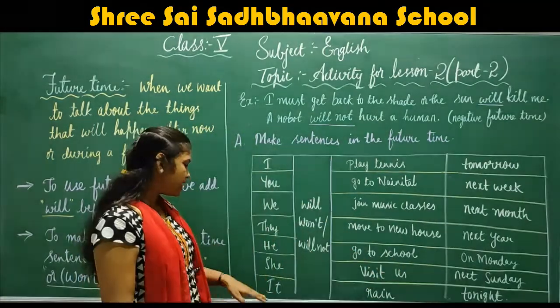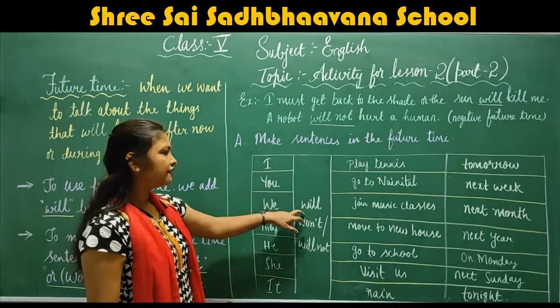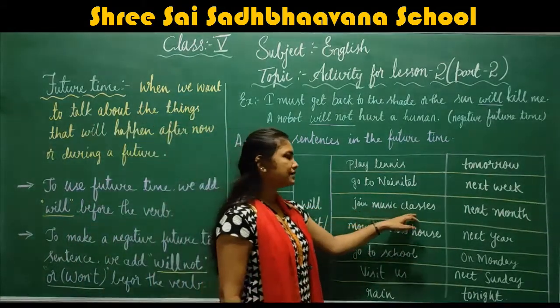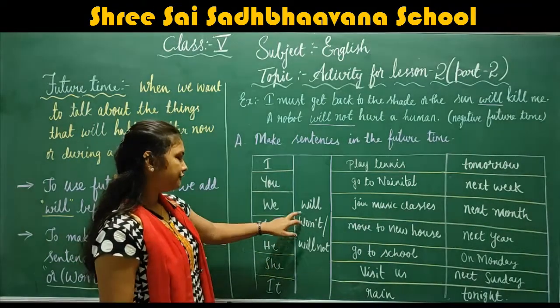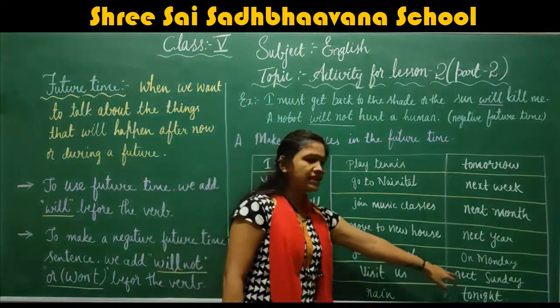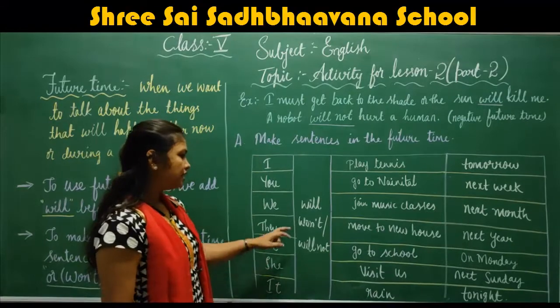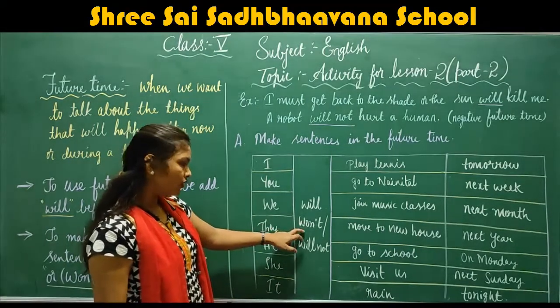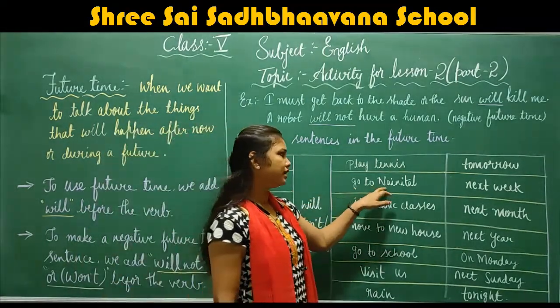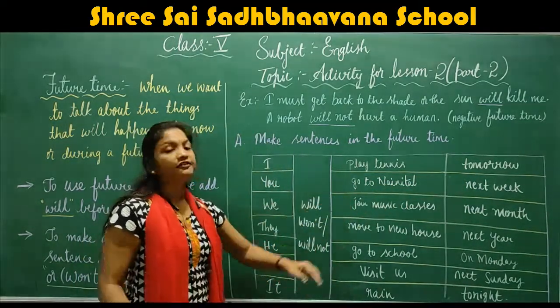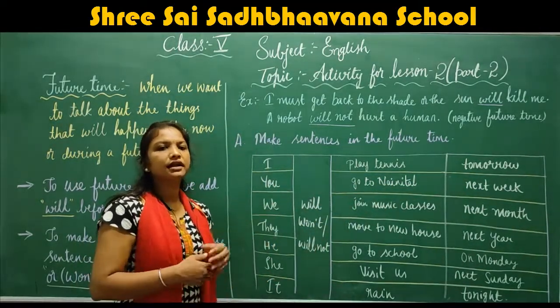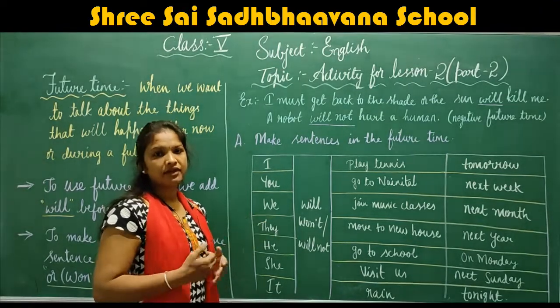Did you understand, children? Next example. She will join music classes tomorrow, or she will visit us next Sunday. She will not or won't go to Nainital next week. Did you understand how to frame future time sentences and negative future time sentences? I hope you have understood.